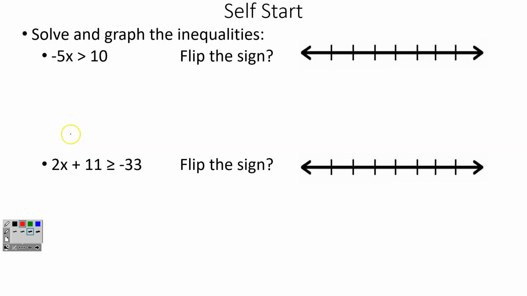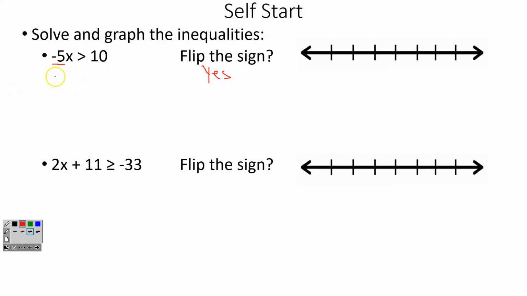First off, for our self-start, we need to solve and graph these inequalities. So the first thing I'm going to do is look at that and say, do I need to flip the sign? Well, if I remember correctly, you change the sign when the coefficient, so the number that's in front of the variable, is a negative. So in this case, yes, it is a negative, so I better remember to flip that sign.